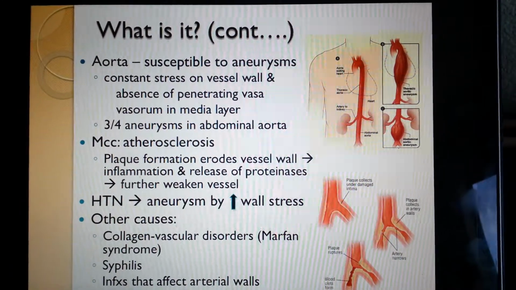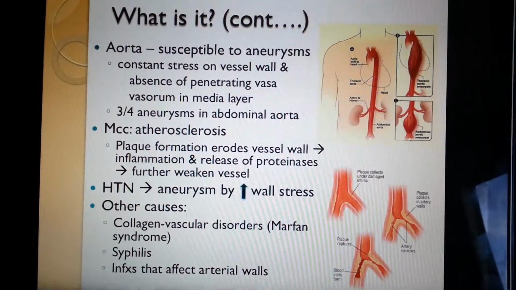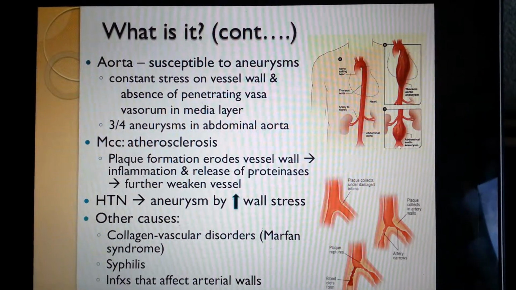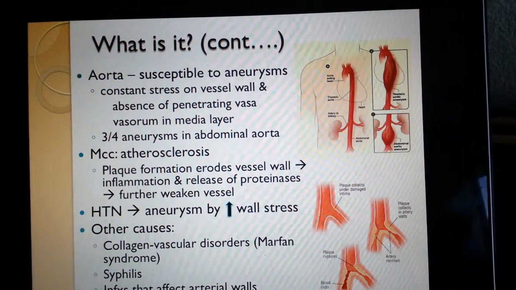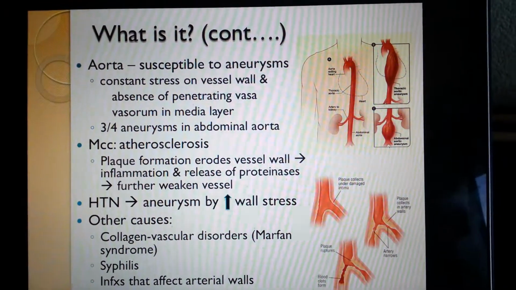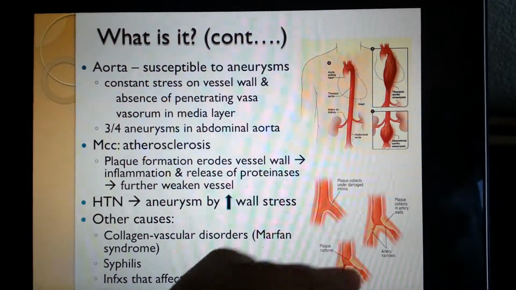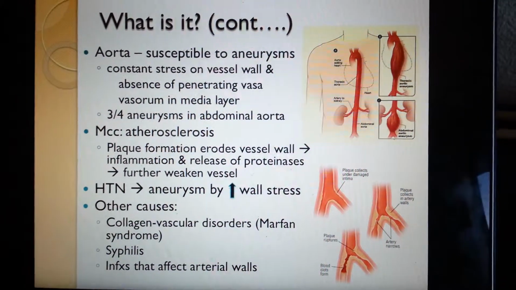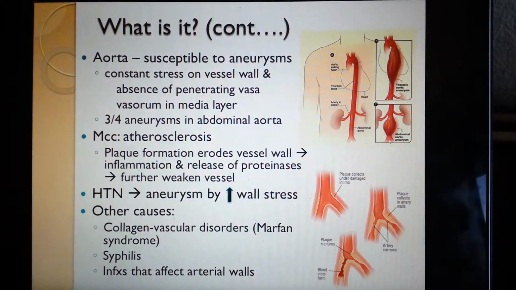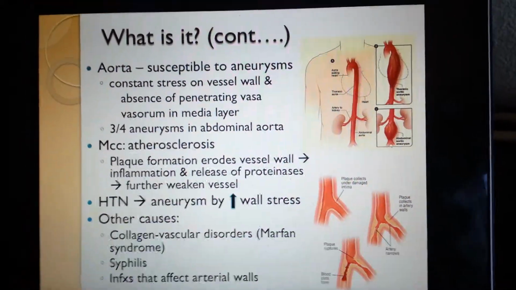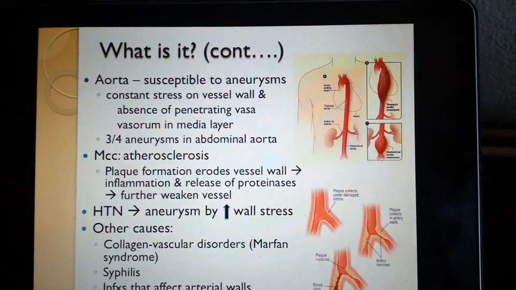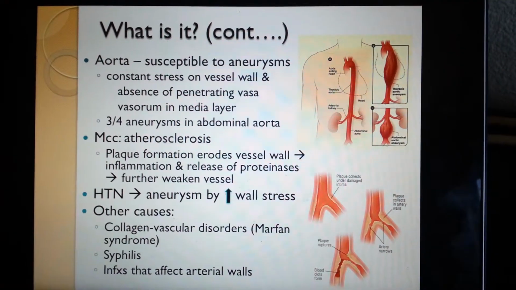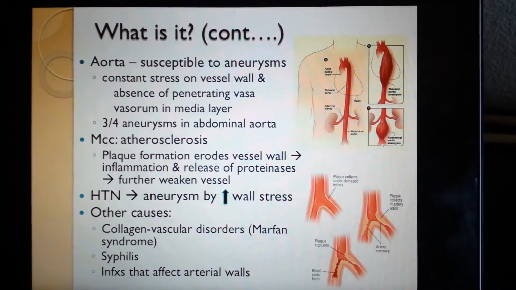The aorta is really susceptible to aneurysms, and this is because there's a constant stress on the vessel wall, and there is no penetrating vasa vasorum in the medial layer. Three quarters of aneurysms do actually occur in the abdominal aorta, and the most common cause would be atherosclerosis, which would make sense because, as you can see here in atherosclerosis, the plaque formation tends to erode the vessel wall, which then leads to inflammation, and proteinases are released, and those tend to further weaken the vessel. Hypertension is also another cause that can lead to an aneurysm because it increases the wall stress of the vessels. Other causes would be collagen vascular disorders such as Marfan syndrome, syphilis, and infections that affect the arterial walls.